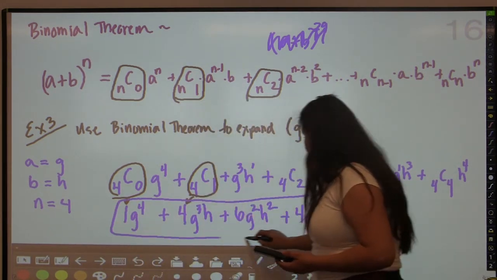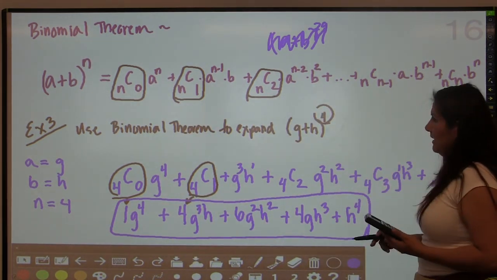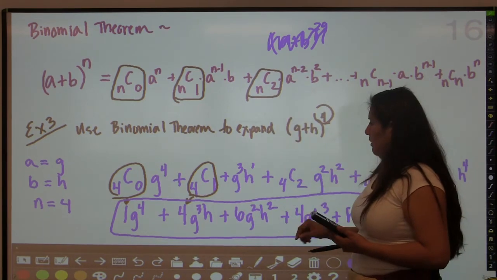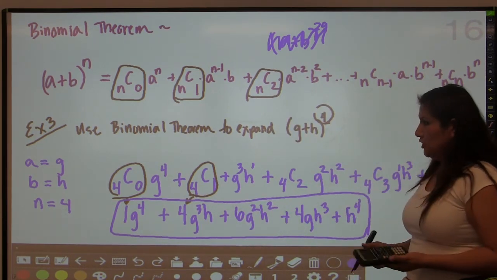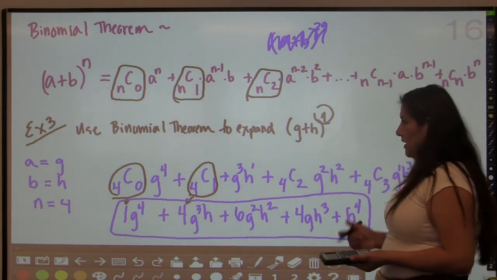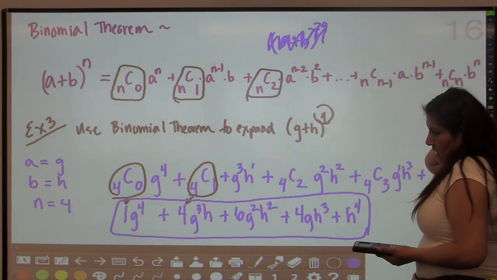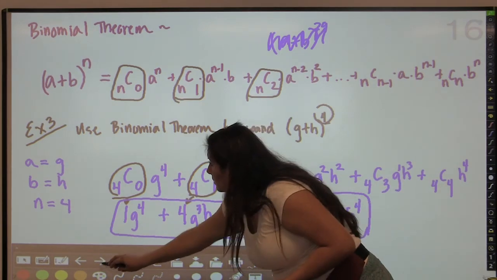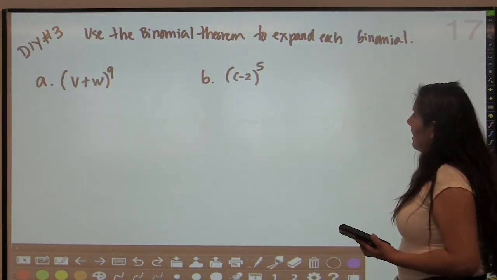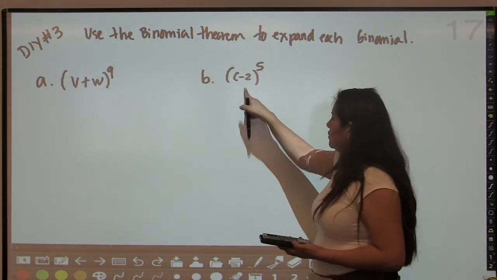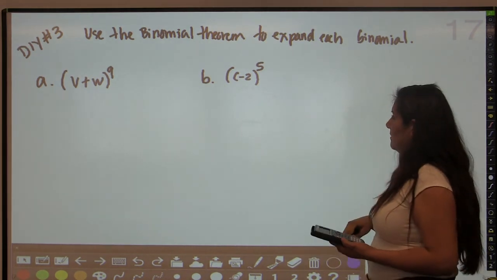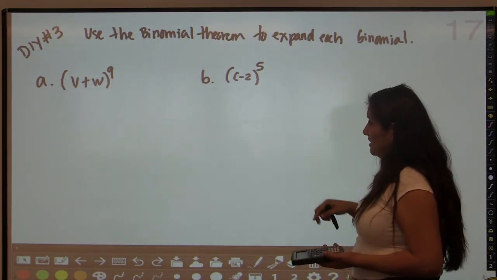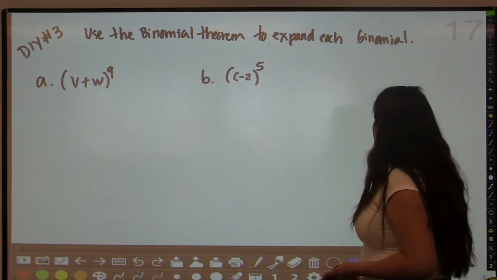So the binomial theorem just provides us a way to find the coefficients of the expansion in an easier way, instead of using Pascal's triangle, which can get tedious after a while. So there's your answer, and now you want to try that little guy right there. This says C minus 2, by the way, just in case it doesn't look right.